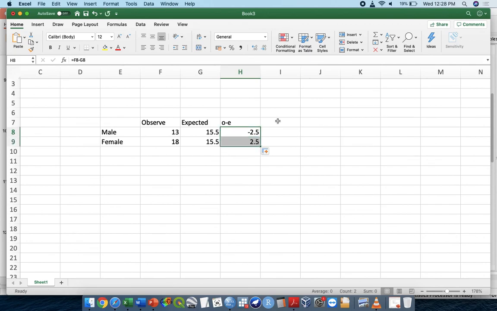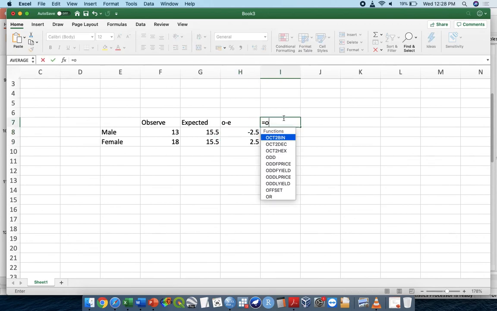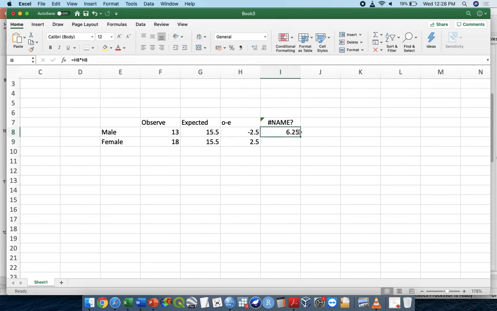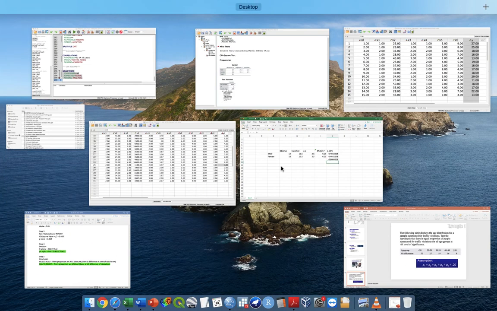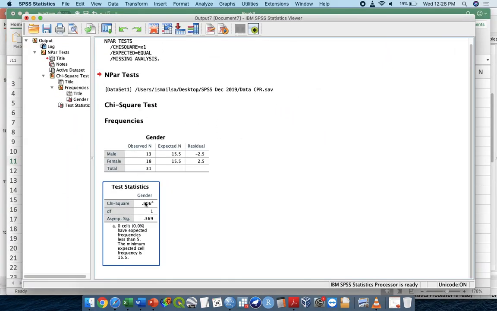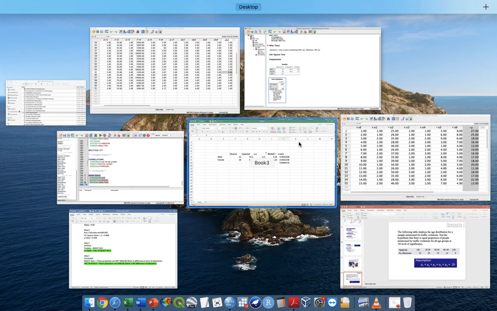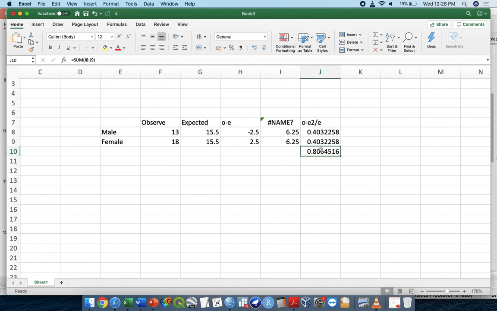You highlight this one, and then what is our observed minus expected to the power of 2? It is equal to this one times this one again, correct or not? And then observed minus expected, to the power of 2, divided by expected. It is equal to this value divided by the expected count. So you sum this up, and you get 0.806. Same, right? So when you get 0.806, you must use this to compare to our table.